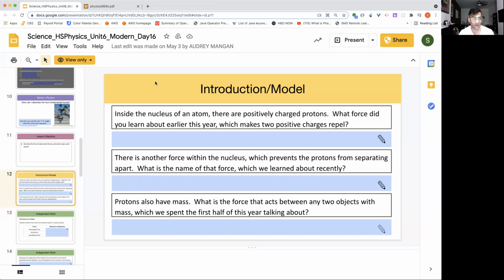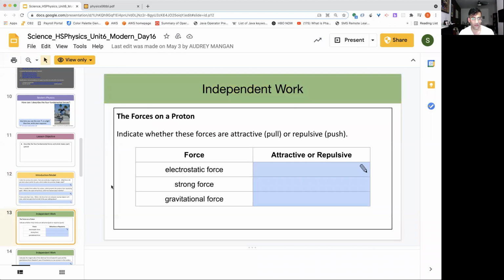Now, if we go on to the next slide, we want to talk about which of these are attractive and which are repulsive. We just answered that question in the wording of the previous questions on the previous slide. The electrostatic force is a repulsive force, given that we're talking about protons and protons have the same charge. When it comes to the strong force, it's an attractive force.